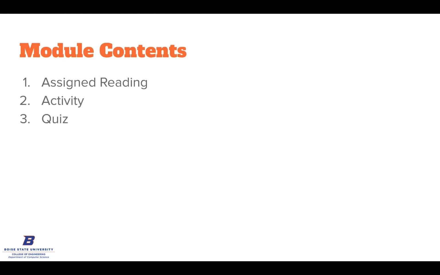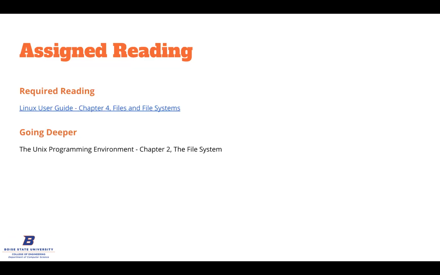As usual, in this module, you're going to have an assigned reading, an activity, and a quiz. For the assigned reading, you're expected to read Chapter 4 of the Linux User Guide that's provided to you. And we also want you to read Chapter 2, the file system, in the Unix Programming Environment textbook. Make sure to read Chapter 4 especially carefully in the Linux User Guide because it covers many of the commands that you'll be using in the activities.